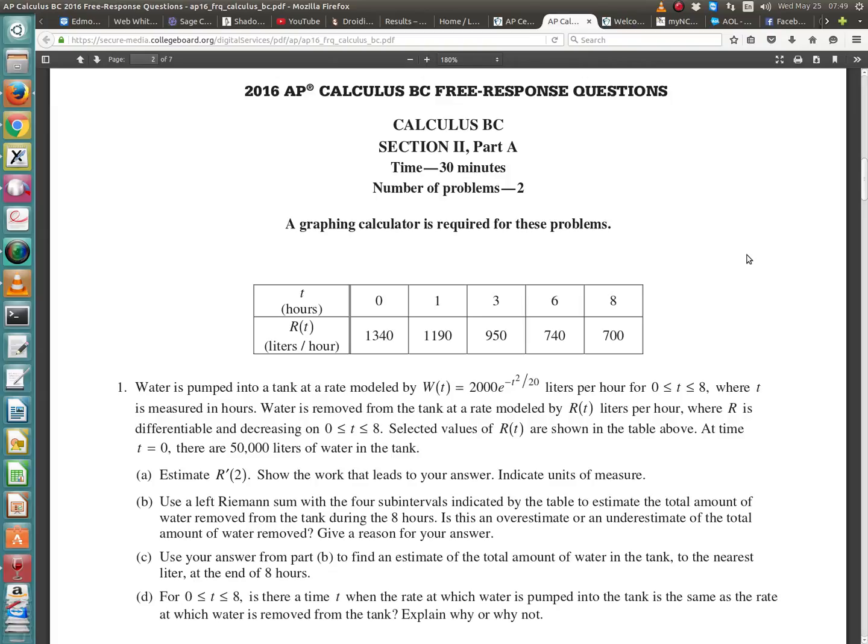So, 2016 AB BC1 says water is pumped into a tank at a rate modeled by W of T, liters per hour, for T equals 0 to 8 inclusive, T is in hours. Water is removed from the tank at a rate modeled by R of T, liters per hour, where R is differentiable and decreasing from 0 to 8 inclusive as well. Selected values of R of T are shown in the table above. At time T equals 0, we have 50,000 liters of water in the tank. How would you estimate R prime of 2?